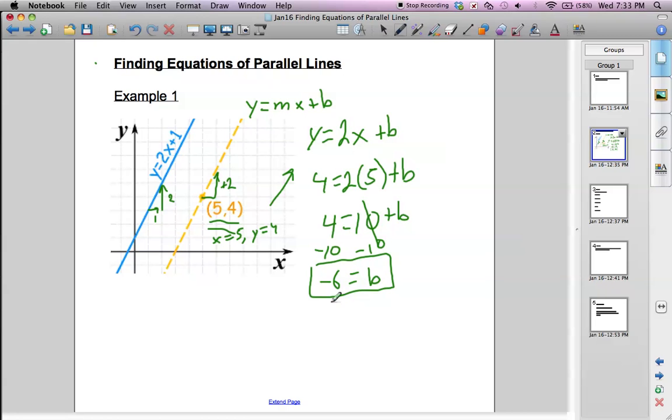Our slope is 2, so our final equation is going to be y equals 2x minus 6. Okay? So notice that it has the same slope as the other line, but a different y-intercept. So parallel lines have the same slope, but a different y-intercept.